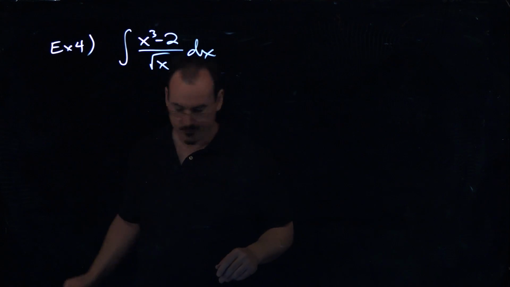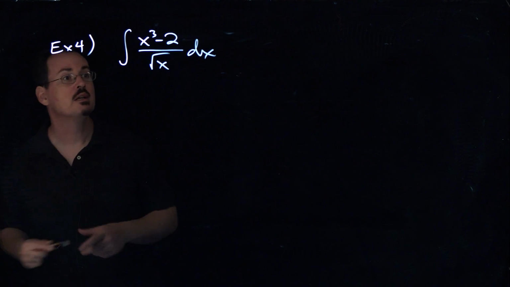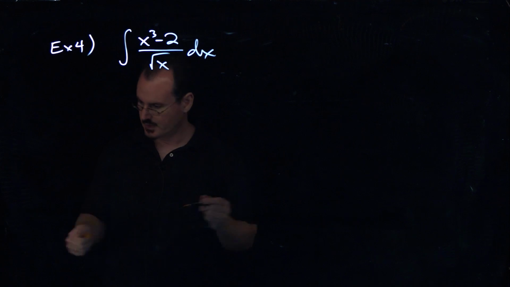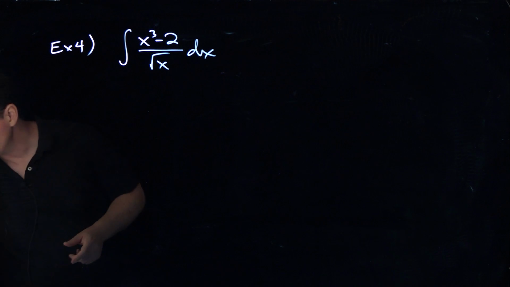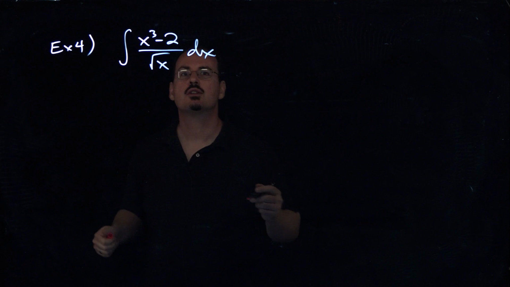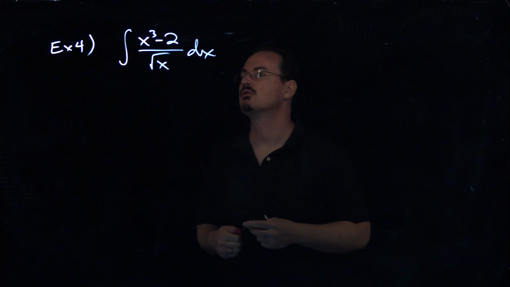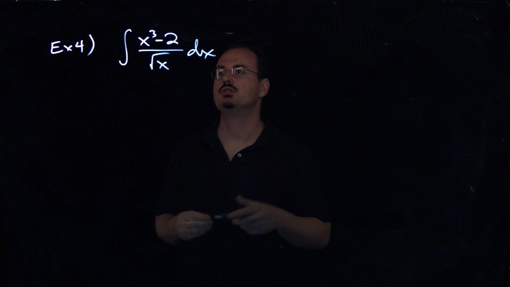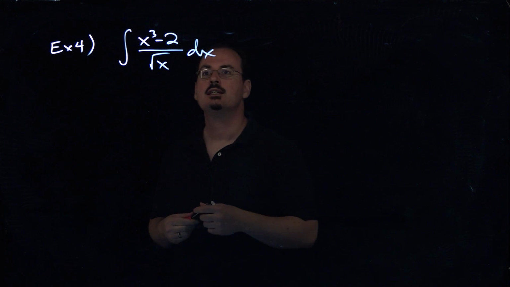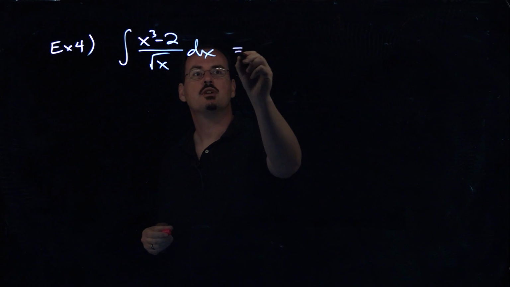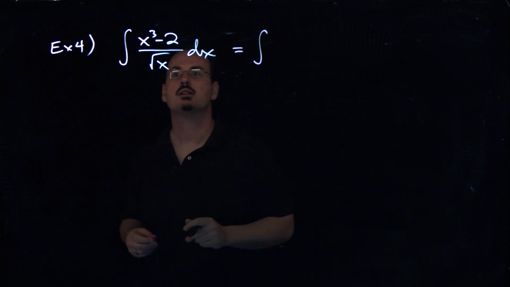Okay, we're looking at example 4 from section 7.1. Got a different colored marker here on this one. So the goal here is to realize that we're going to use the power rule, but in order to use the power rule, we have to realize that we can only use it on power functions. So the first step here is to try to rewrite this thing so that it is all power functions.